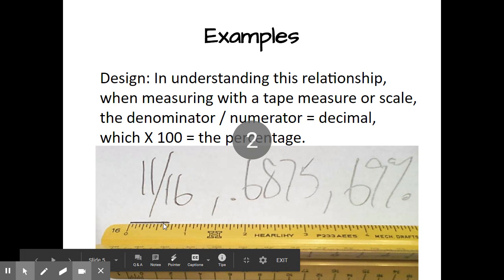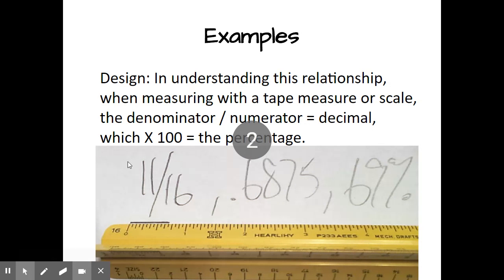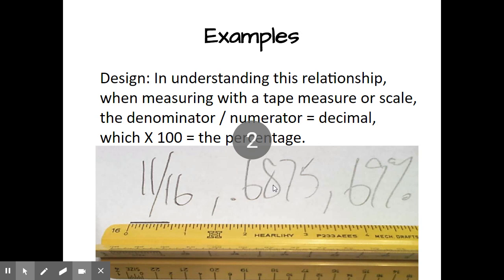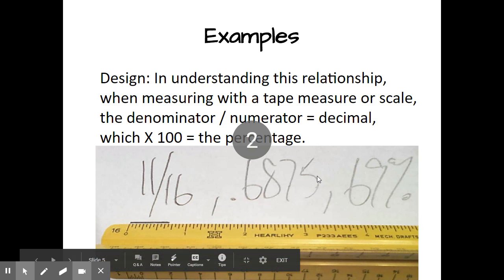If I were to measure that same distance of a line that extended beyond the 1, then of course you'd have a 1 in addition to the 11/16. And then continuing on down the line, that's 0.6875. Why? Because after the 5 is a 0, we don't need to include any more than the significant digits, which are 4. And then you can round that up to 69%.